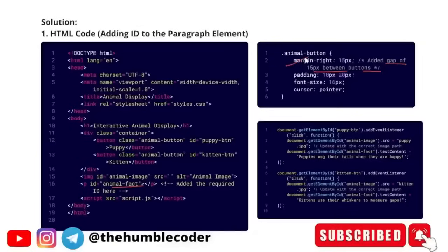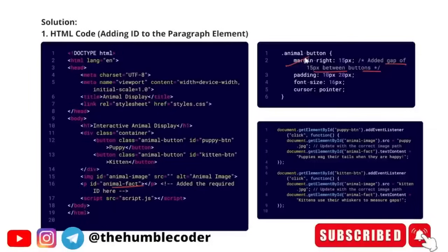And then we have linked the event listeners to the puppy and the kitten buttons in the JavaScript part, so that when the puppy is clicked, it updates the image to puppy.jpg and changes the text, the quote or fact, to the puppy related one. And when kitten is clicked, it updates the image to kitten.jpg and updates the fact to the kitten related fact.